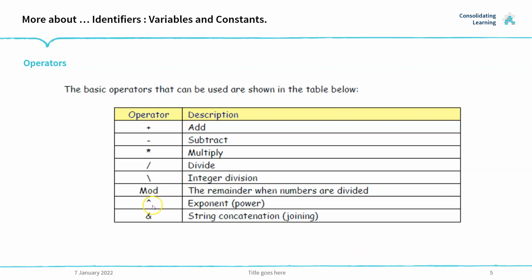The second to last one is exponent or power. So if I say 3 to the power of 2, it will then do 3 times 3, which is 9. And string concatenation, which will just join things together. Obviously here, I can also use the plus symbol to then join 2 things together.